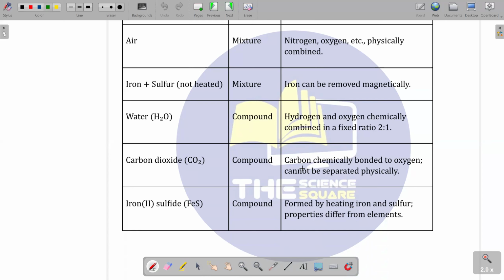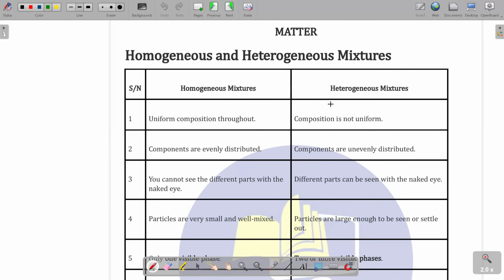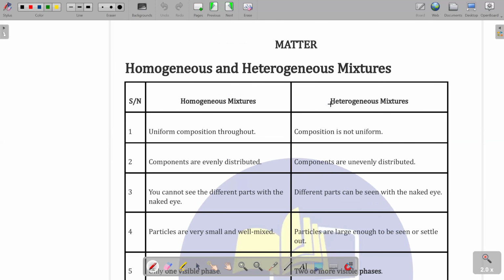It is formed by heating iron and sulfur. Its properties differ from the elements. That is, the properties of iron and sulfur when they are separate are different from when there is a chemical combination between iron and sulfur. Iron(II) sulfide has different properties as compared to iron and sulfur separately. So that is a further explanation on mixtures and compounds. Now, let's take a little deeper dive into mixtures.